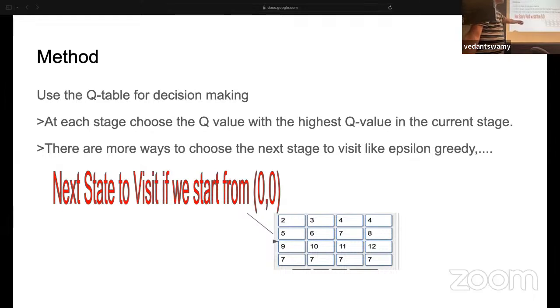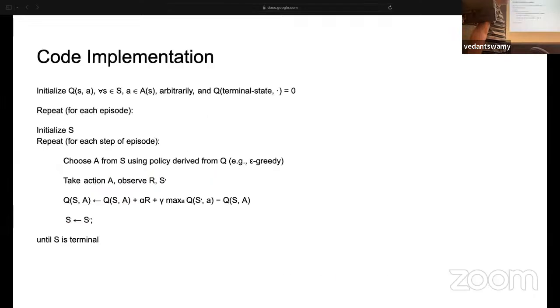And now there's the updated Q table, and we use the maximum value of the Q table at each stage in order for us to know which state the agent must go to. This is the code implementation of Q-learning. So this was the update equation in our case for Q-learning. And we repeat this until we reach the final stage in which S is terminal.